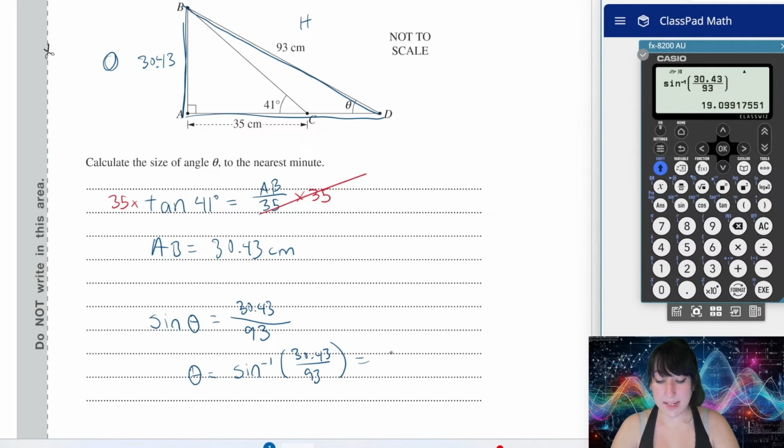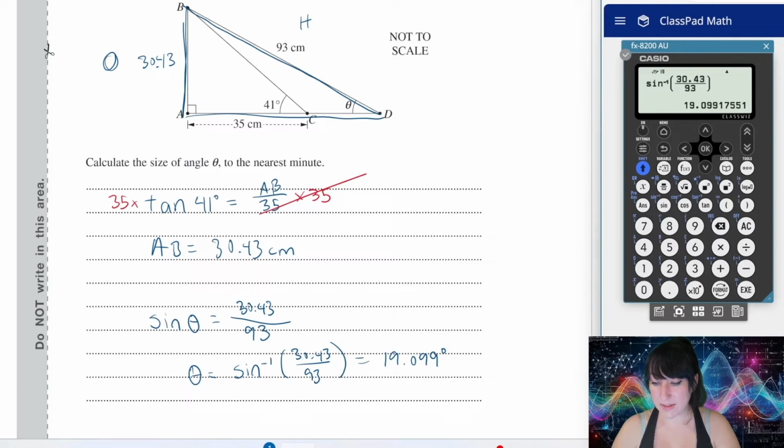We've got 19.099 degrees. Remember, it wants it to the nearest minute, so we're going to convert that. That's 19 degrees, 5 minutes, and 57 seconds, which is closer to the next minute. So we'll say 19 degrees and 6 minutes.